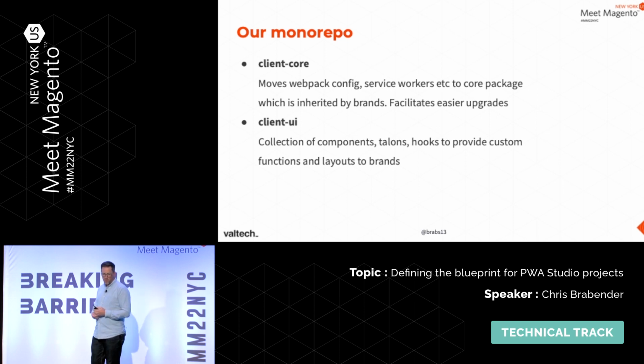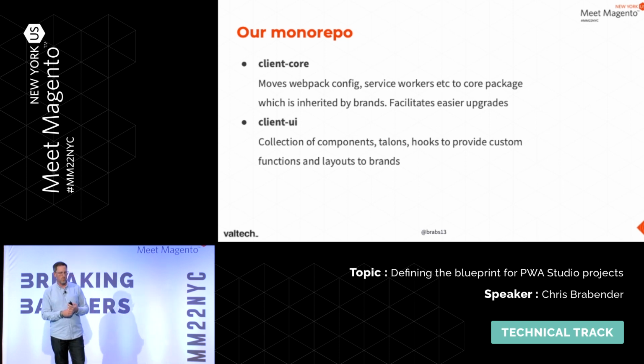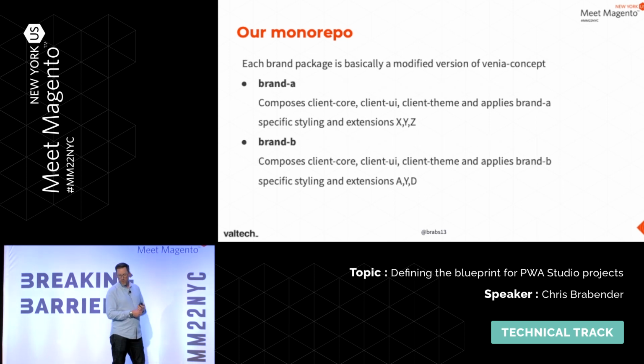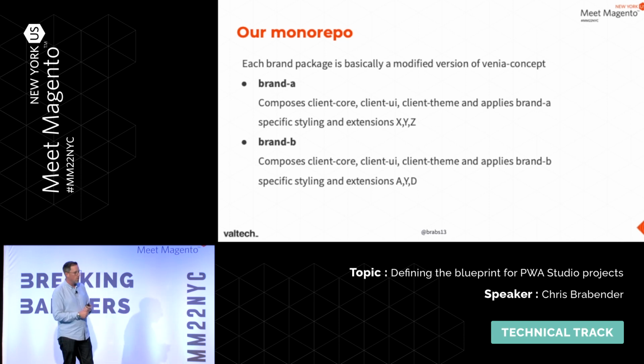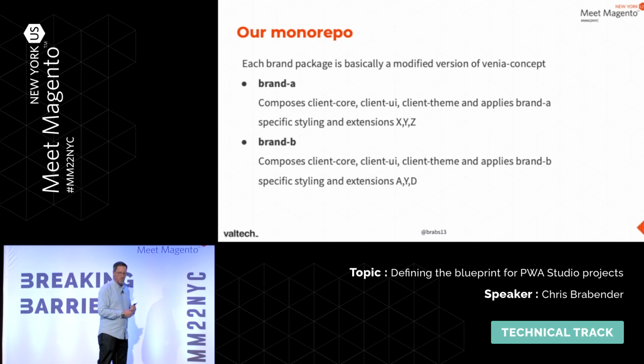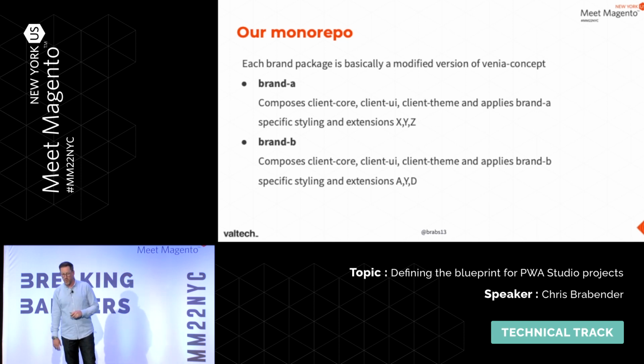And then each brand package, it's basically a customized or slightly modified version of Venue concept. So we compose our client core, our client UI, our client theme, and then we apply brand A specific styling and individual extensions as necessary, so XYZ, or for brand B, we have AYD. So we can still inherit that global framework for all of our clients, but deliver specific functionality. Say one client needs a subscription service, or one client needs a slightly customized product detail page. We're able to do that as necessary, but we still have this global component library within our parent brand.